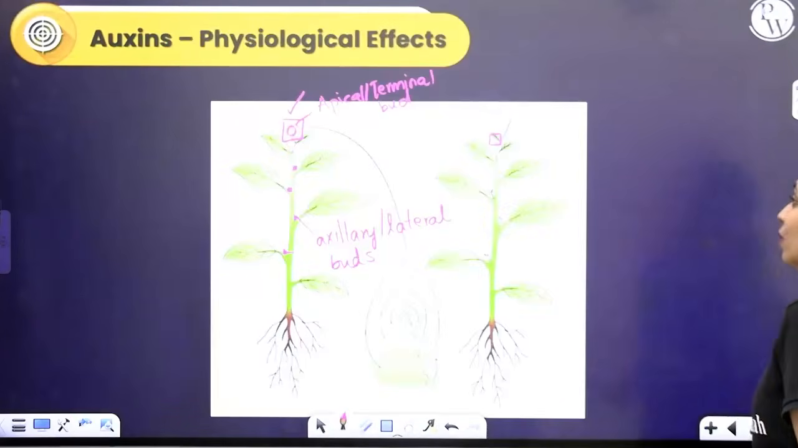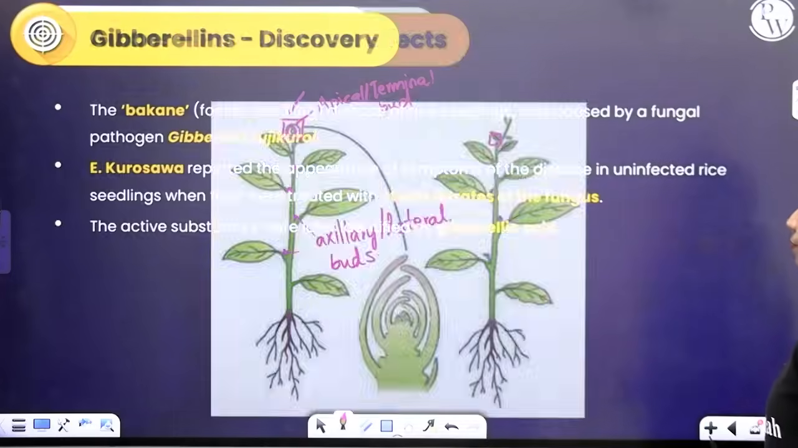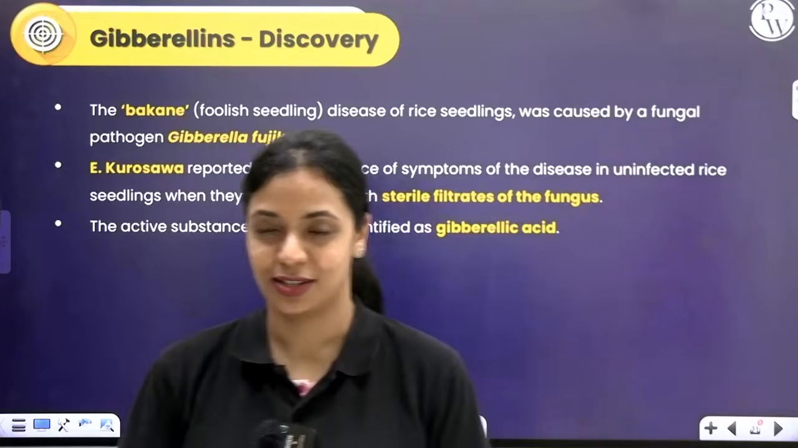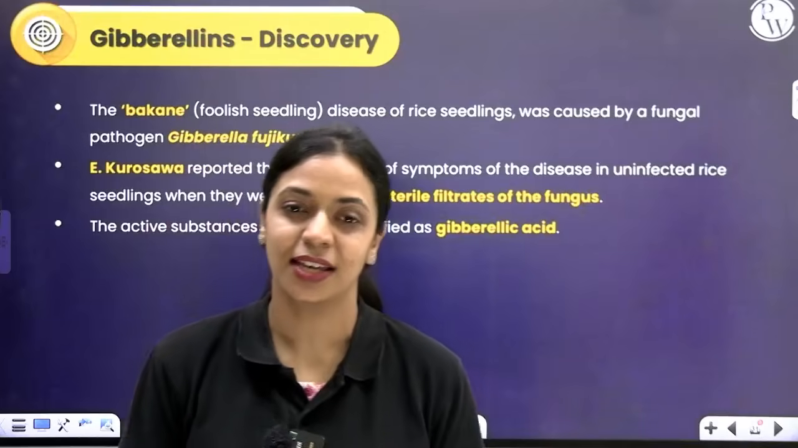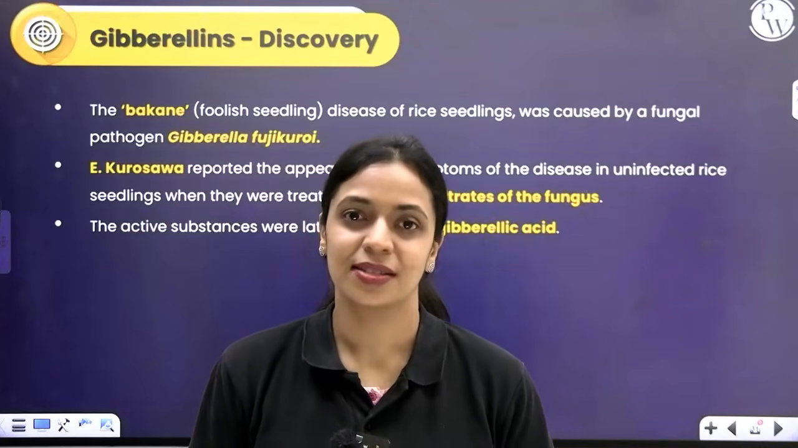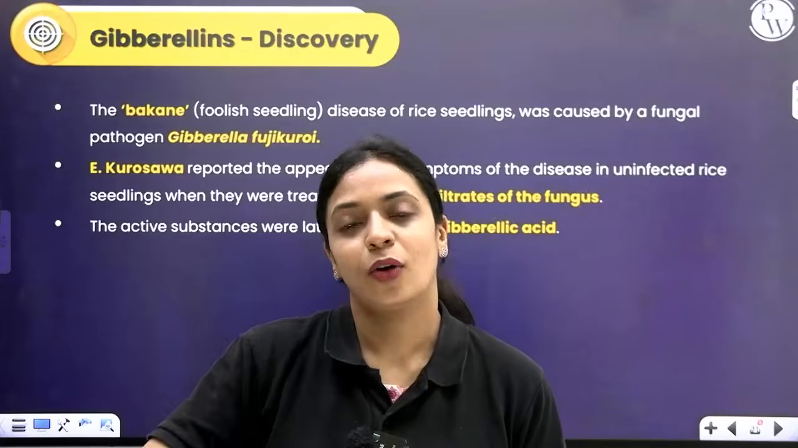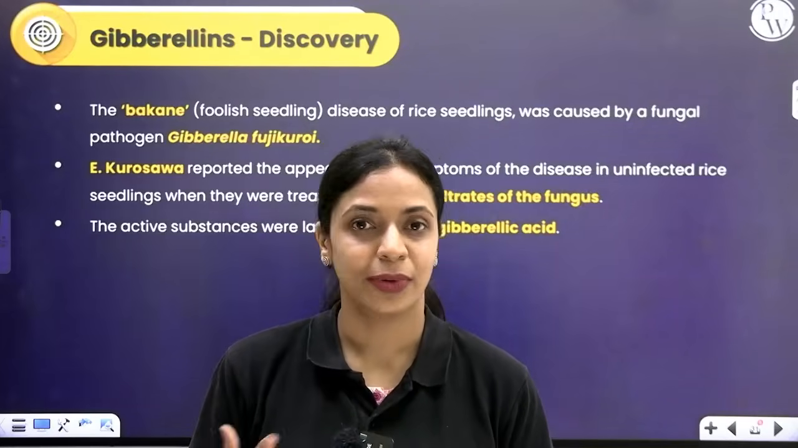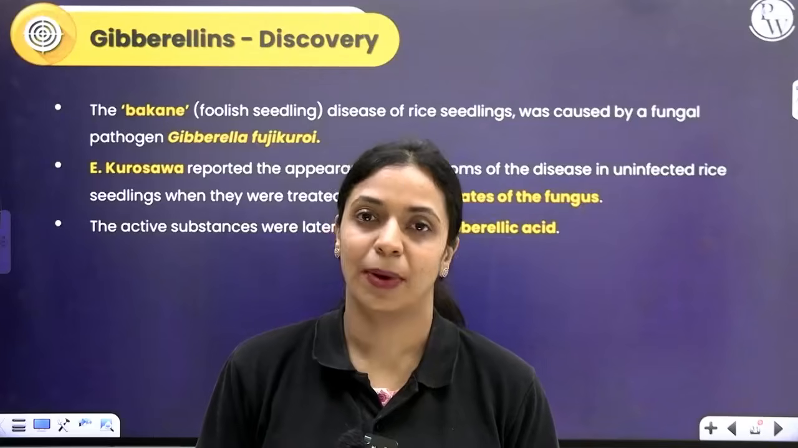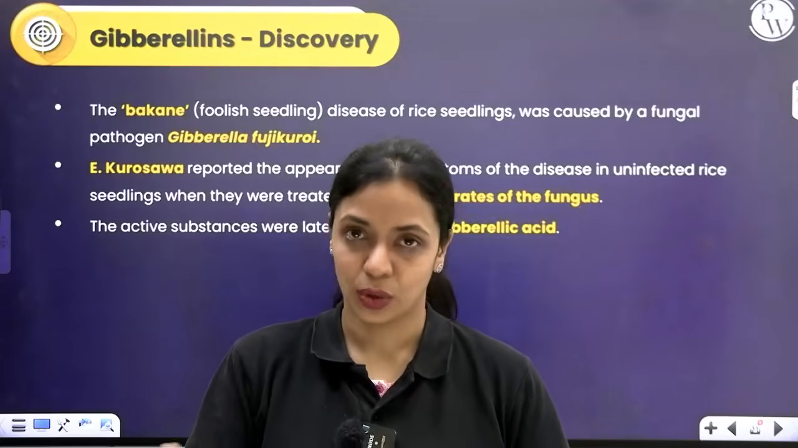Alright, now talk about gibberellins. The story of gibberellin discovery is kind of nice, interesting. Gibberellins were discovered by Japanese researchers. You know, in Japan, similar to how in India we grow a lot of rice, especially in South India, we consume a lot of rice. Even in Japan they consume a lot of rice. They grow rice a lot.